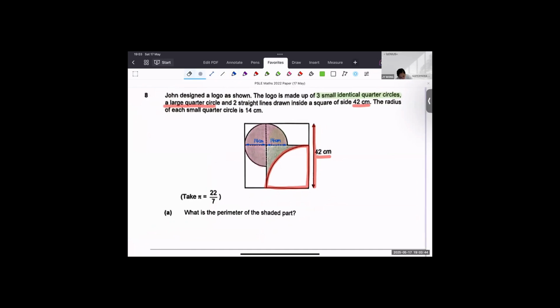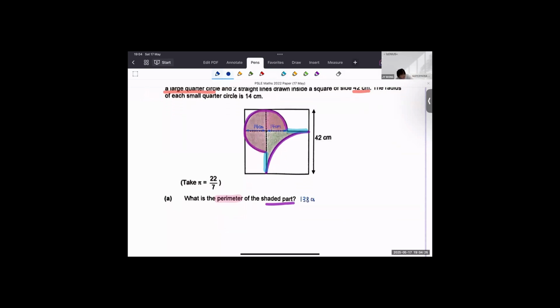Now we look at finding perimeter. To find perimeter, I would advise that if you really cannot see, you use a highlighter to go around it. I'm going to show you the perimeter of the shaded part with the 3/4 circle. I'm going to erase all these that I marked out just now. Then you will see there's a big quarter circle here, and the 2 straight lines here. You're supposed to add up everything. The answer for this is 138 cm, which is correct.